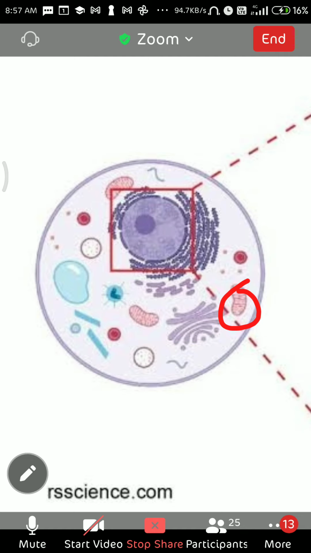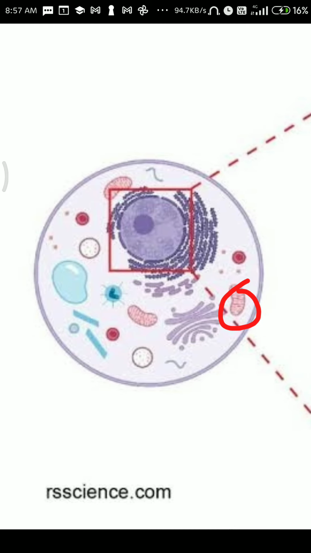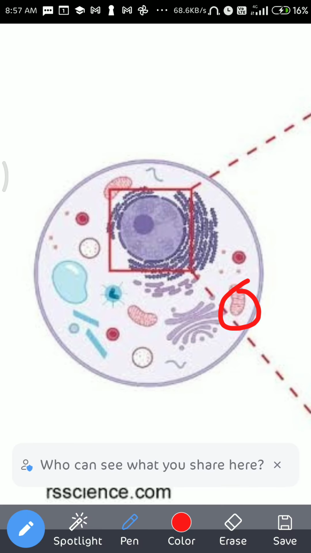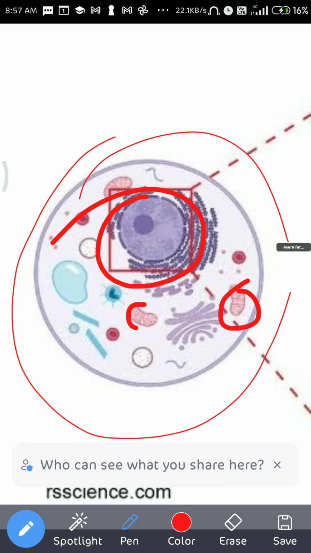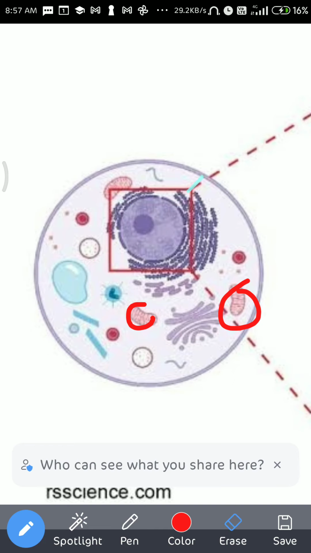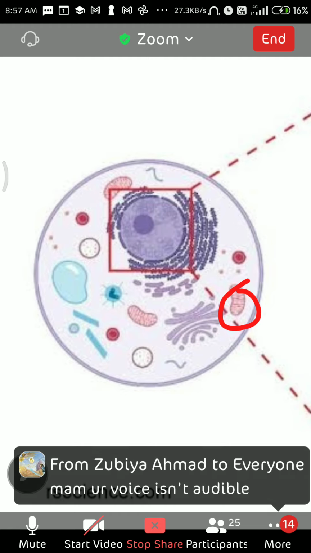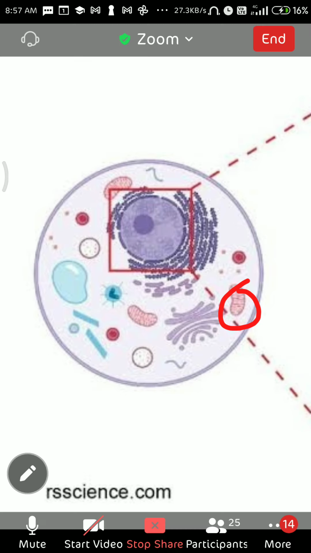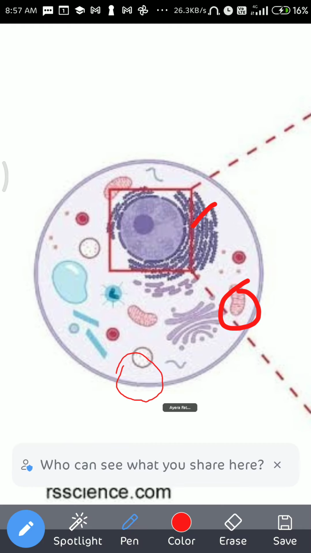So this is nucleus. These are all cell organelles: vacuole, mitochondria, endoplasmic reticulum. This is endoplasmic reticulum. So they are what you can call cell organelles.